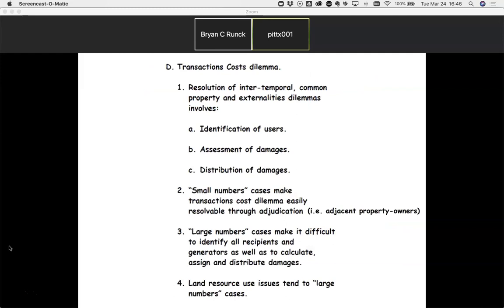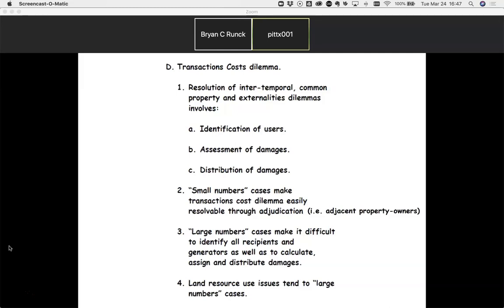There is also the transaction costs dilemma. This is associated with resolving intertemporal, common property and externalities dilemmas, and it involves identifying all of the users of the resource, assessing all of the damages that are created by use of the resource, and distributing the damages among the users. When the number of users is small, or we have what's called a small numbers case, the transaction costs dilemma is easily resolved through adjudication.